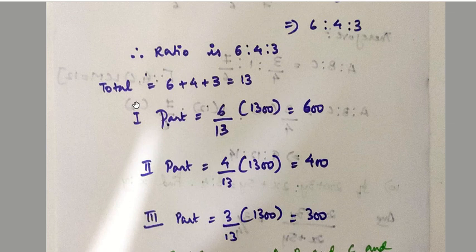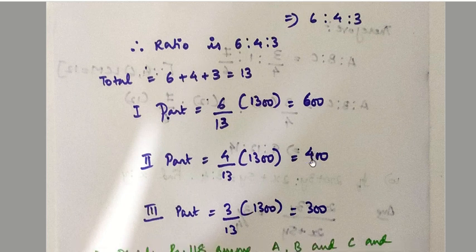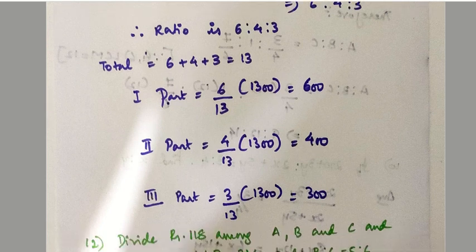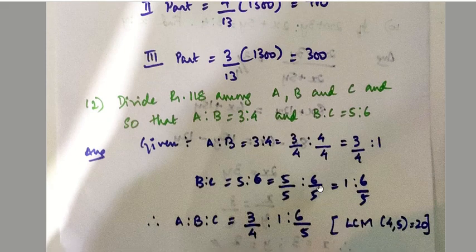So in this ratio, let us divide the 1300. So the first part is 6 by 13, since 6 plus 4 plus 3 is 13. So the denominator will be 13. The first part is 6 by 13 into 1300, which is 600. Second part is 4 by 13 into 1300, which is 400. Third part is 3 by 13 into 1300, which is 300.